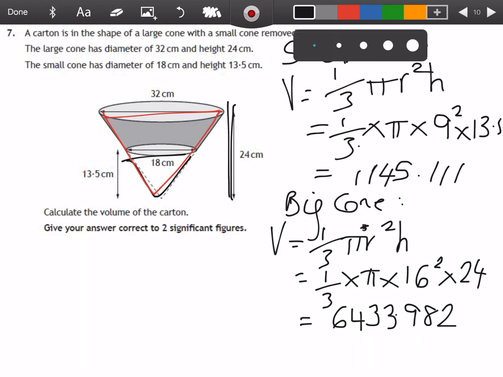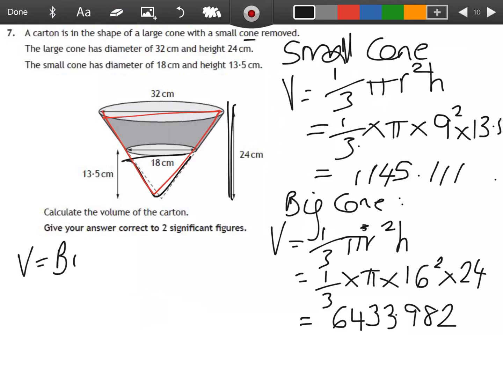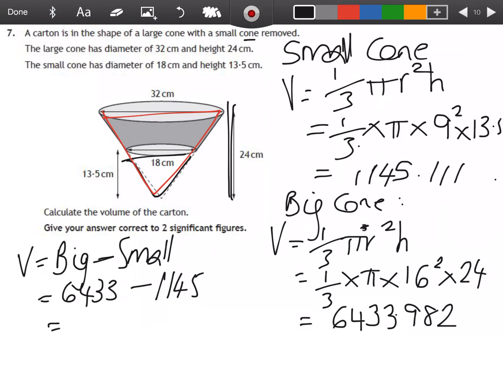Okay, so there are our formulas for the small and the big cone, and I'm hoping that you know what you're going to do now. As I said, work out the volumes of any shape you can see. What is the volume of the carton? Right, the carton is the big cone with the wee cone removed. It tells you that in the question. So to get the actual volume of the carton, we do the big cone volume, subtract the small cone. So we're doing the 6,433 number, take away 1145, approximately that.